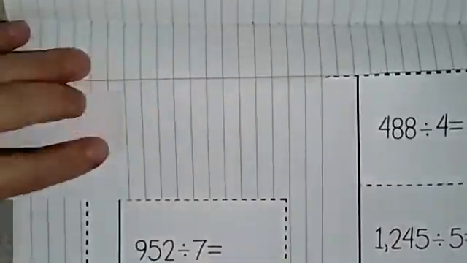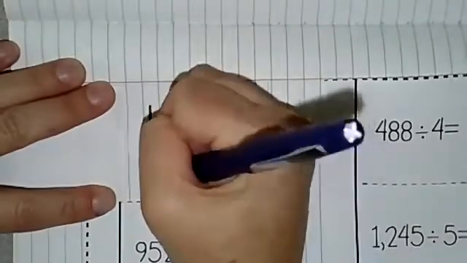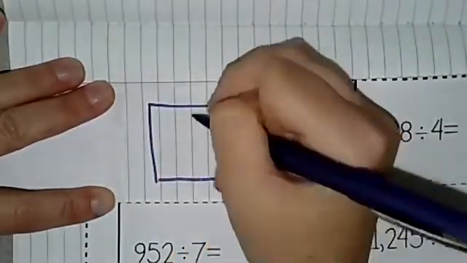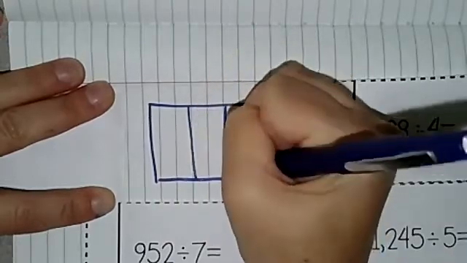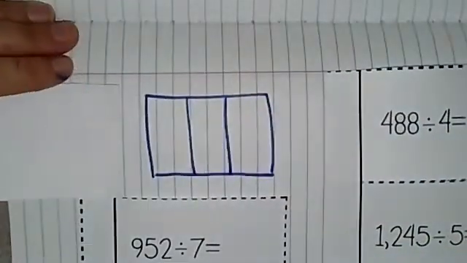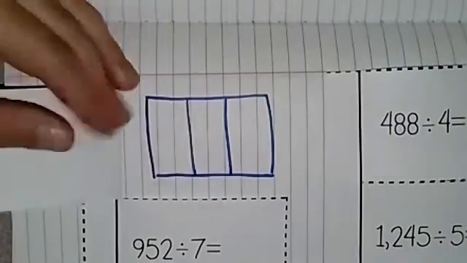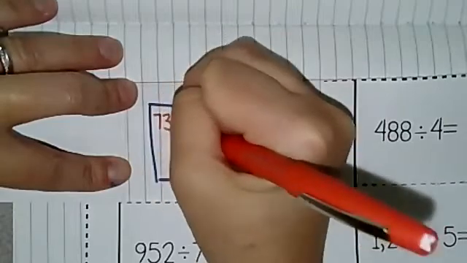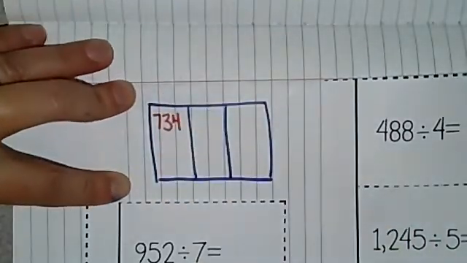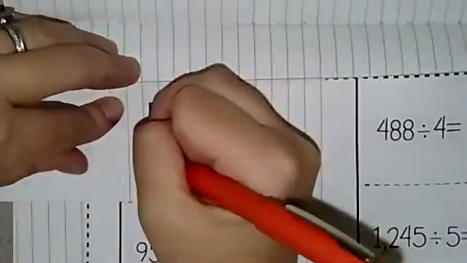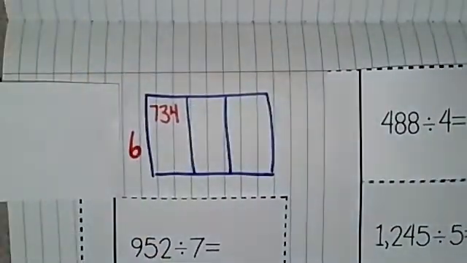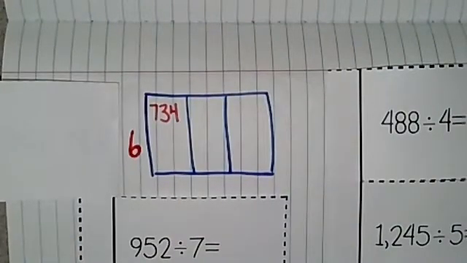734 divided by 6. Draw a rectangle and divide it into 3 parts. 1, 2, 3. All right, so this is 734. Write it right up here. 734 is my dividend. Divided by 6 is my divisor. We're going to start with easy numbers.